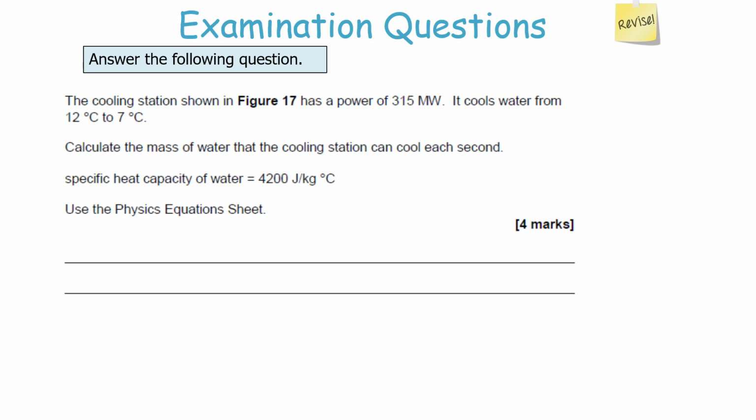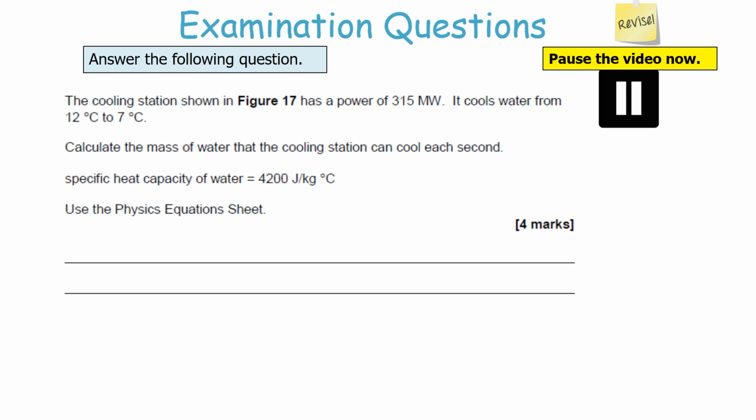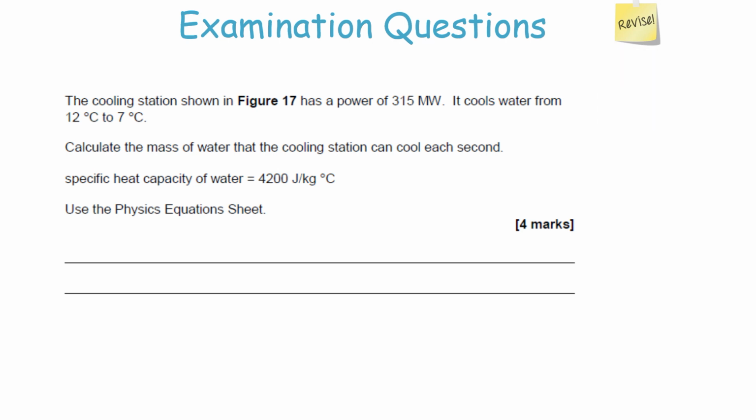The next question says a cooling station has a power of 350 megawatts. It cools water from 12 degrees to 7 degrees Celsius. Calculate the mass of the water that the cooling station can cool each second. So pause the video now, then unpause the video when you want to go through your answer. So like the previous questions, we know that E is equal to M times by C times by triangle T. But the trick is here, we're not given E, we're given power and we're given time.